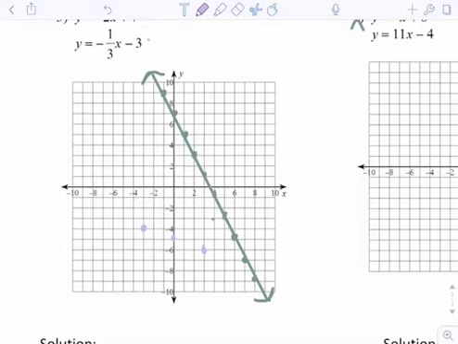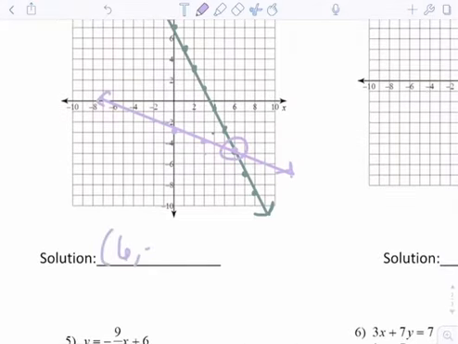And then down 1 to the right 3. Shoot. Sorry, I messed up. I started at negative 5. Okay, so down 1 to the right 3, down 1 to the right 3. There's my intersection point. Okay, and that is at 6, negative 5. Again, remember that's x equals 6, y equals negative 5.